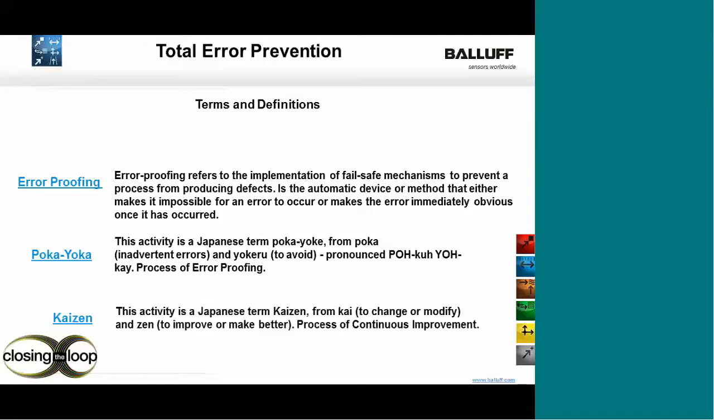And finally, kaizen, which is also a Japanese term that we hear commonly in error proofing environments. Kai means to change or modify, and zen is to improve or make better. So kaizen is the process of continuous improvement.